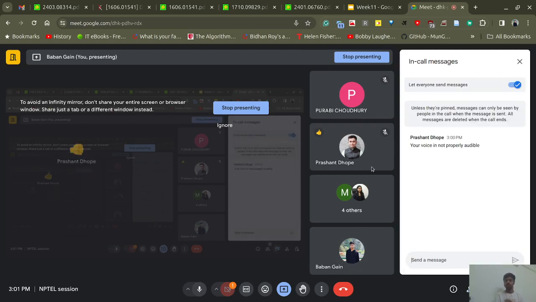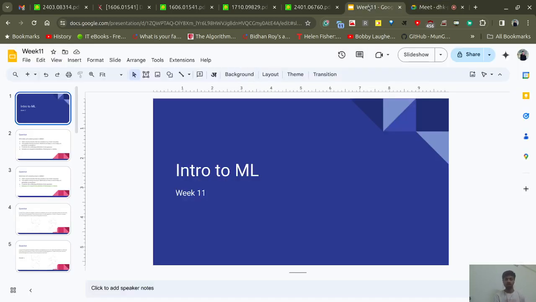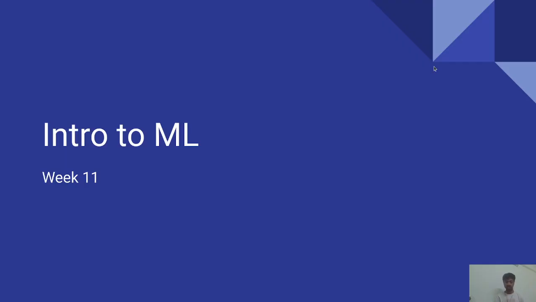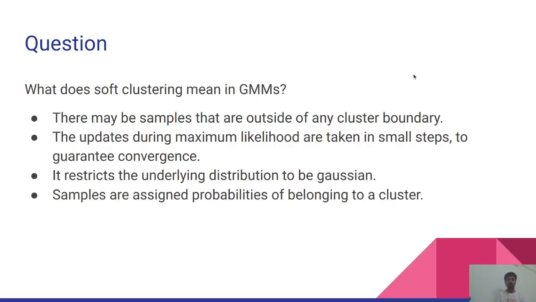Okay. So today I will discuss GMMs, and at first we will discuss some sample problems, and then we will discuss some coding solutions. So let's go through the first question. What does soft clustering mean in GMM? We have four options, and we have to find out which among them are correct. Number one is that there may be samples that are outside any cluster boundary. So those samples are soft clustering. That is what the first option means.